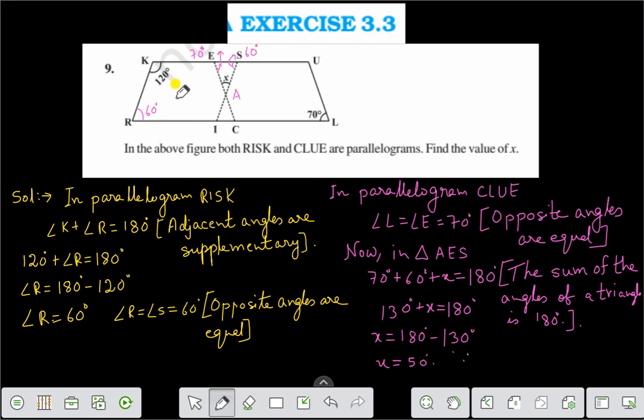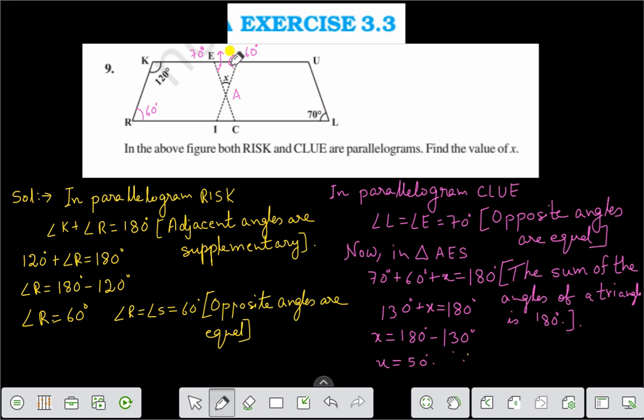Right? Again we are repeating. Here you see, this is 120 degrees. Angle K and angle R are supplementary angles. Therefore, since this is 120, this is 60 degrees. And since the opposite angles are equal in a parallelogram, angle R is equal to angle S. Since this is 60 degrees, this angle is also 60 degrees.